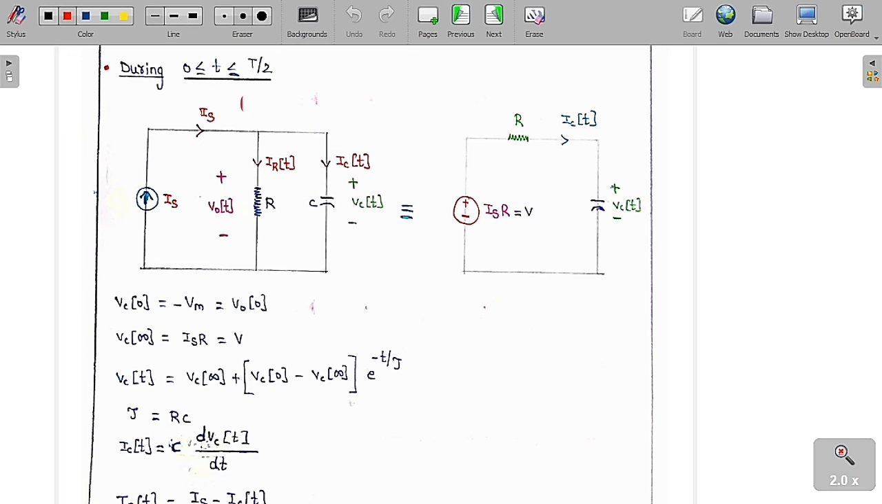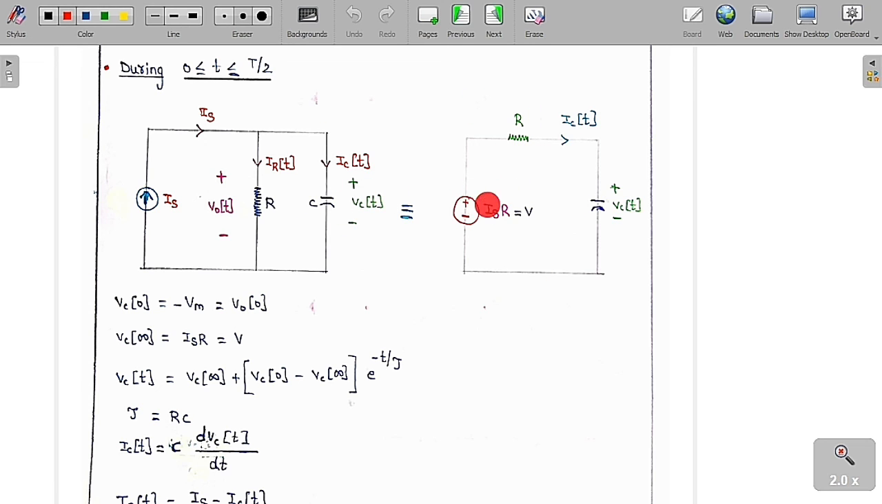So now I can convert this circuit into a Thevenin circuit. I can replace the circuit with a Thevenin circuit, where the voltage source is equal to Is into R. So the Thevenin voltage is Is into R, and the Thevenin resistance is R. Therefore, this is the Thevenin circuit across the capacitor.